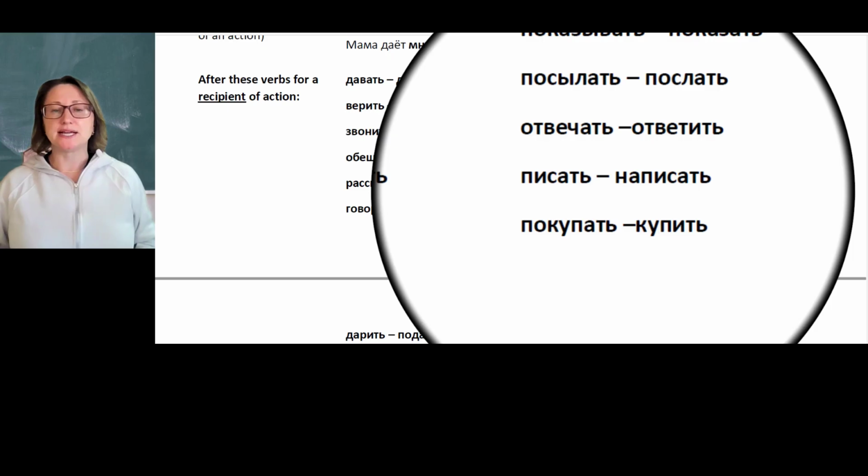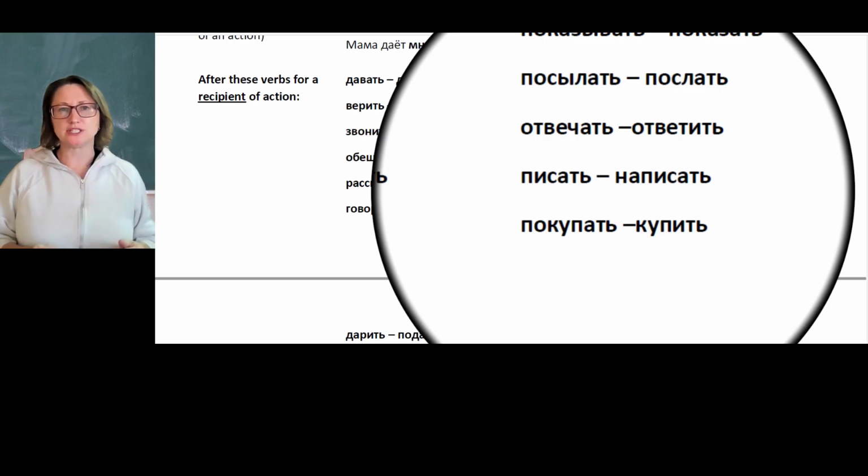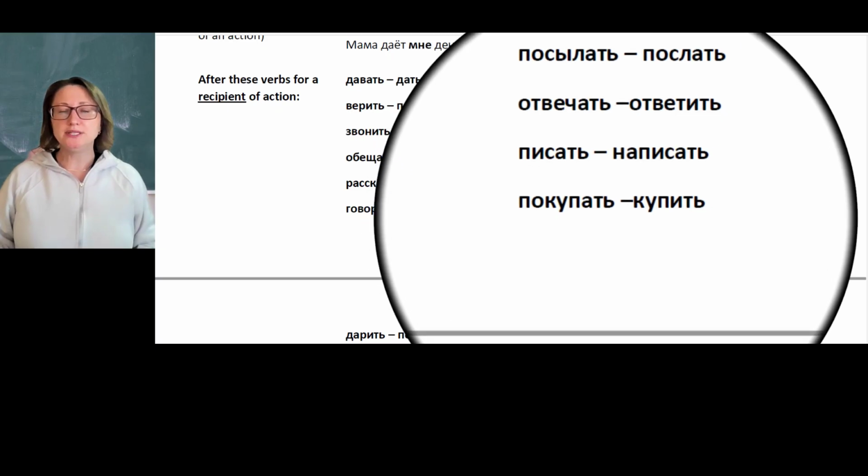Писать, написать. What we're writing, like we're writing a book, that's accusative. But who we're writing to, like I'm writing a letter to my parents, that's going to be dative. And finally, покупать, купить, to buy something. Whoever we buy something for is going to be dative.